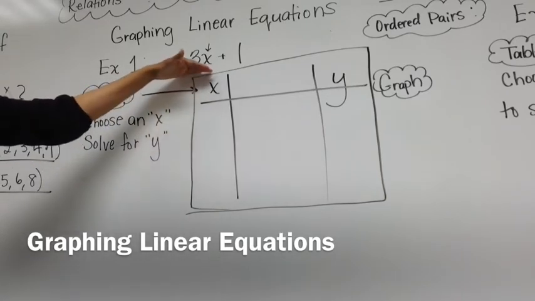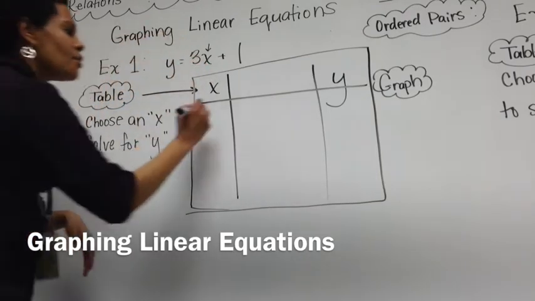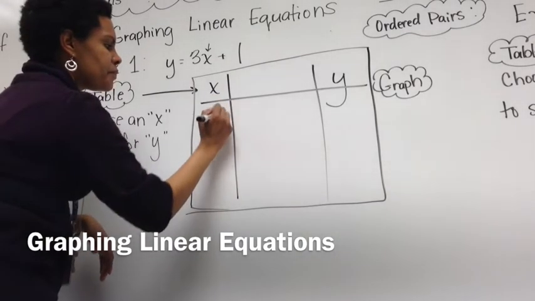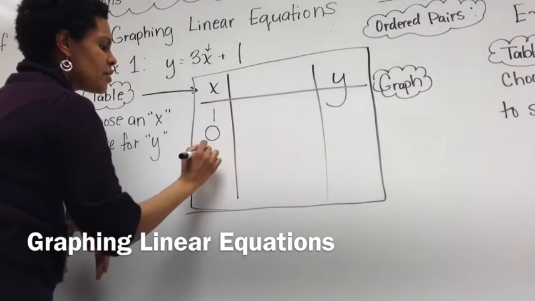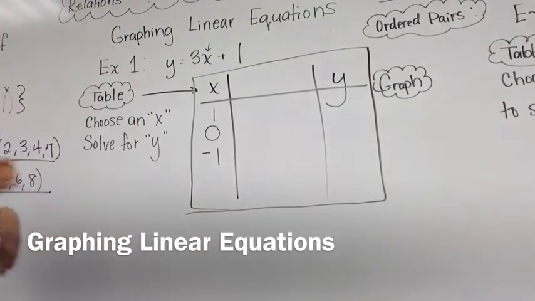Somebody who's going to work smart, not hard, tell me what we want to make our x values. 1. We want to make it 1. Give me another one. 0. Give me a third one. -1. Work smart, not hard.